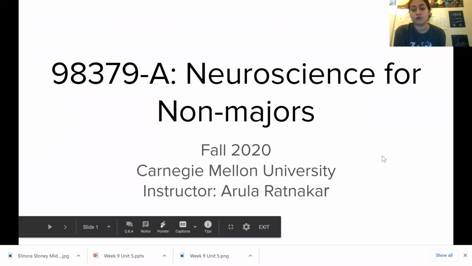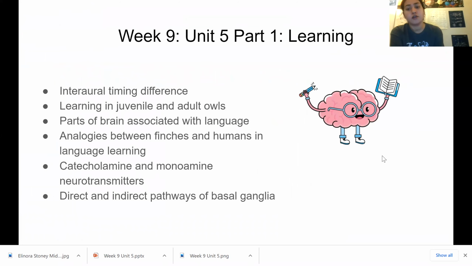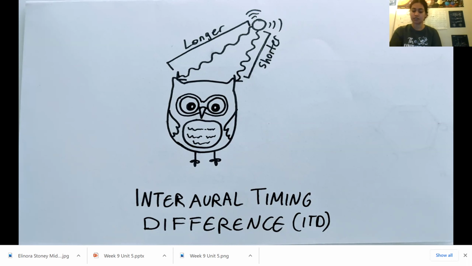Okay, so in today's lecture, we'll learn about interaural timing difference in juvenile and adult owls. We'll learn about parts of the brain associated with different components of language. We'll learn about analogies between finches and humans in language learning, as well as the catecholamine and monoamine neurotransmitters. And we'll end with talking about the direct and indirect pathways of the basal ganglia. But to start, I'm going to talk about the owls.